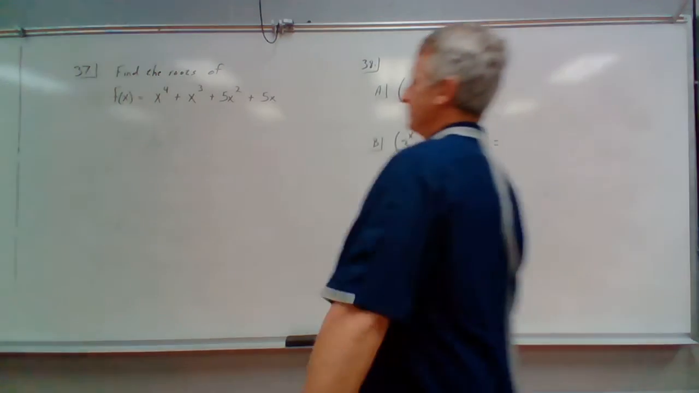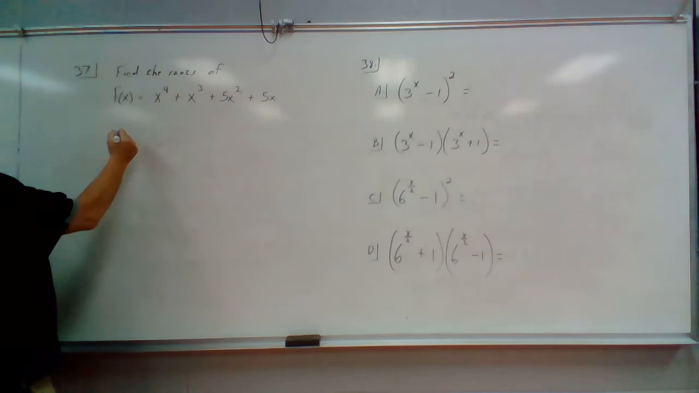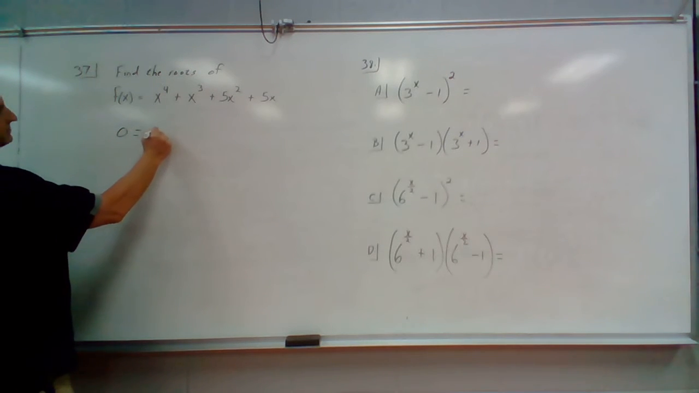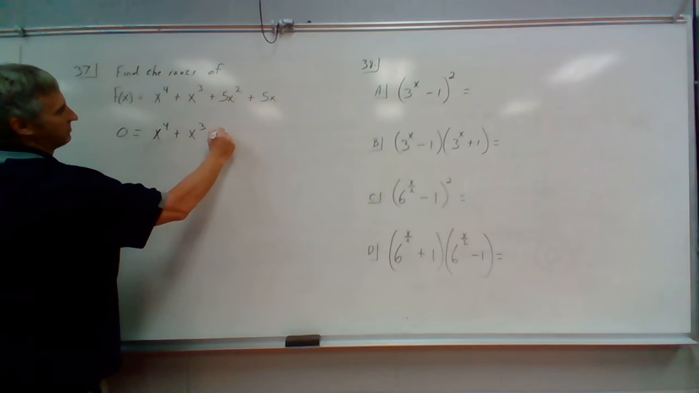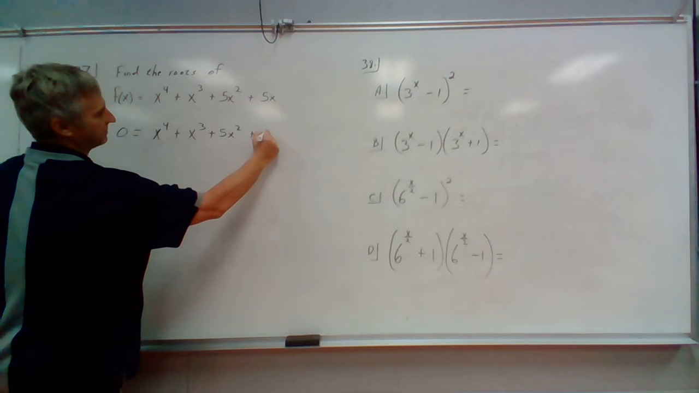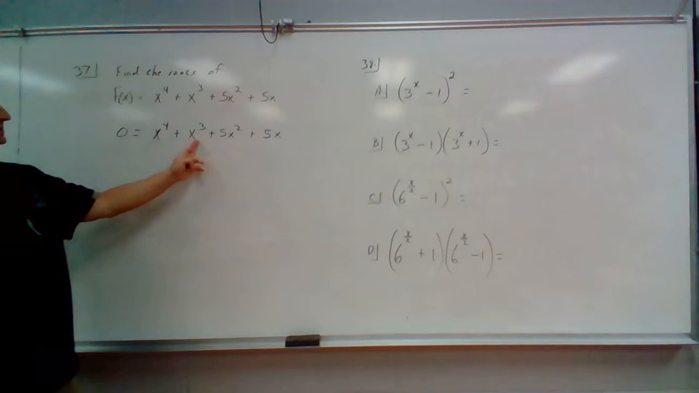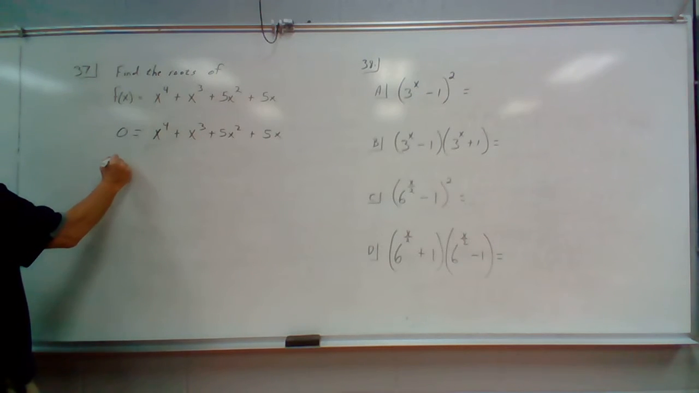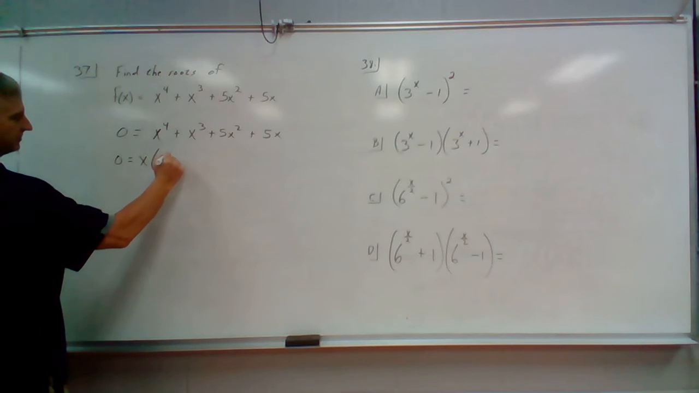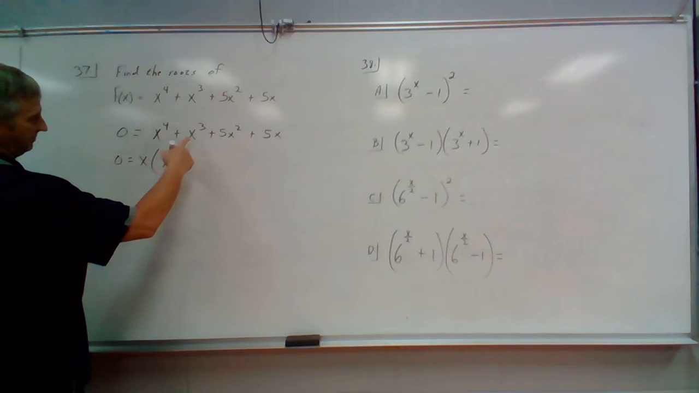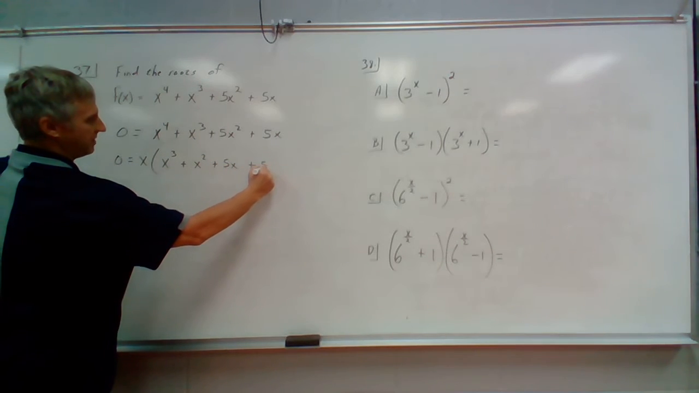All right, so let's have a look. If I'm going to find the roots of this expression, I need to set it equal to 0. So 0 is equal to x to the 4th plus x to the 3rd plus 5x squared plus 5x. Notice that each term has an x in it, so we can factor out an x. And then that'll leave me with x to the 3rd plus x squared plus 5x plus 5.